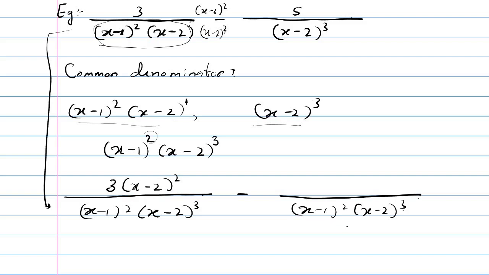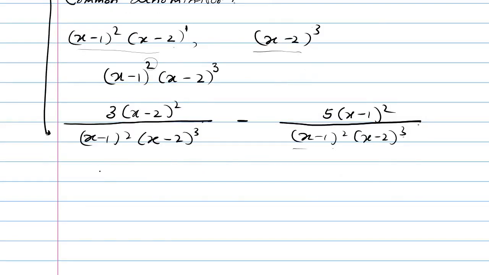What is missing is x minus 1 to the 2, right? So we just multiply both sides, top and the bottom, by x minus 1 to the 2. So we have 5 times x minus 1 to the 2. Okay, good. Alright, so we are good now.